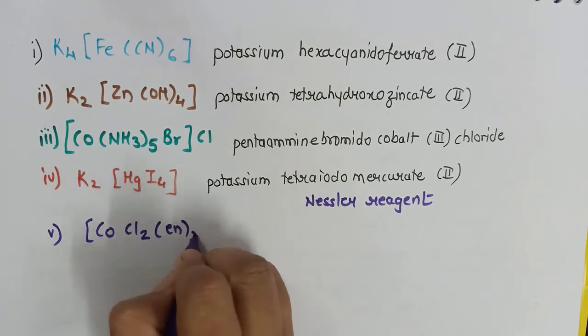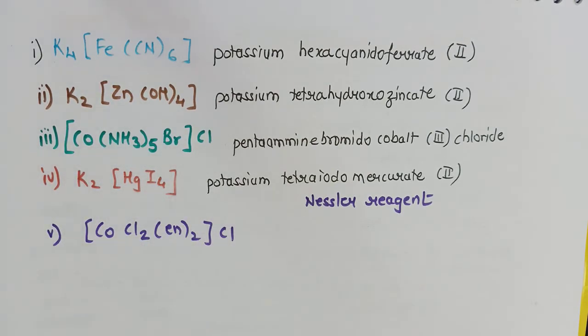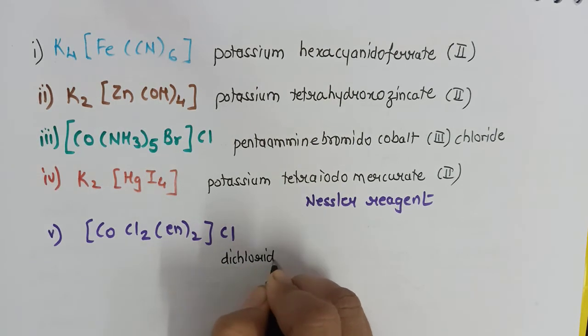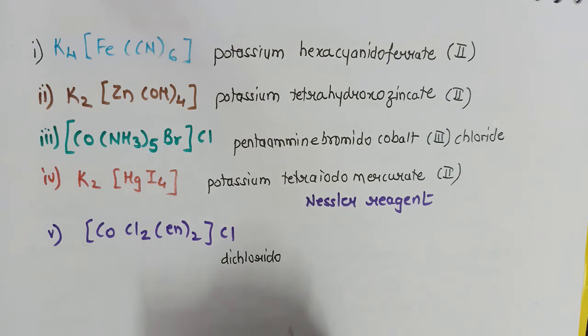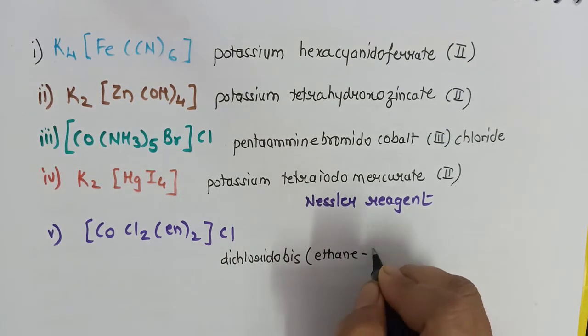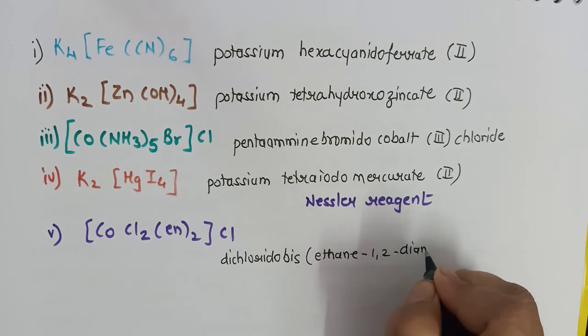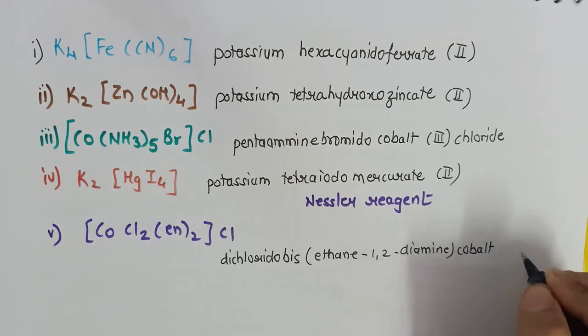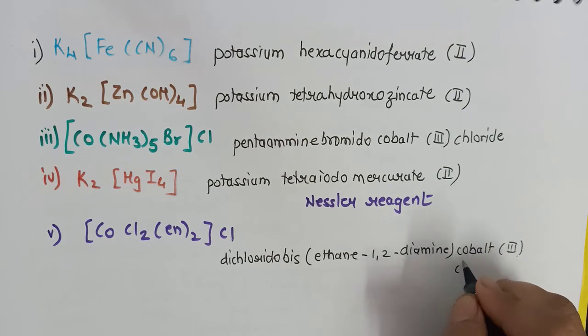CoCl2(en)2Cl. Now you have to be very careful in this, as ethane 1,2-diamine, the ligand has name in itself. Okay, so we'll arrange alphabetically. Dichlorido. Now since it has name in itself, therefore we'll write it as bis. Ethane 1,2-diamine, cobalt. Oxidation state of cobalt is 3-chloride.